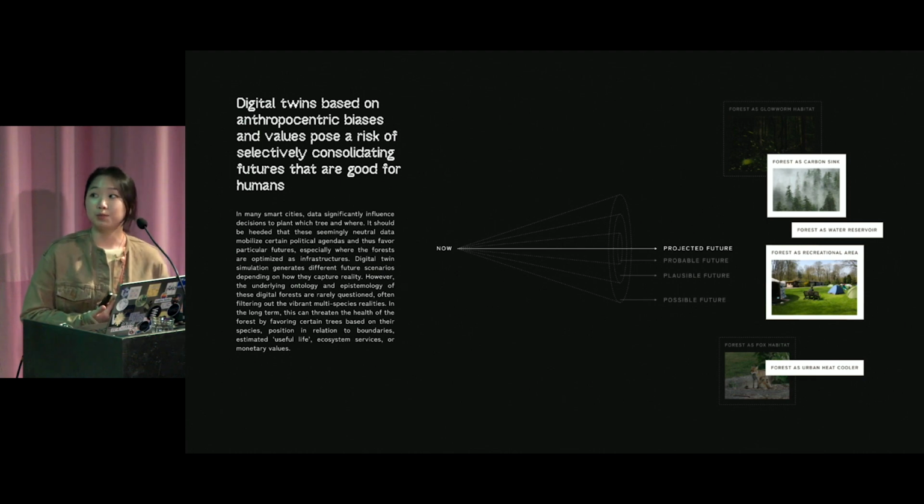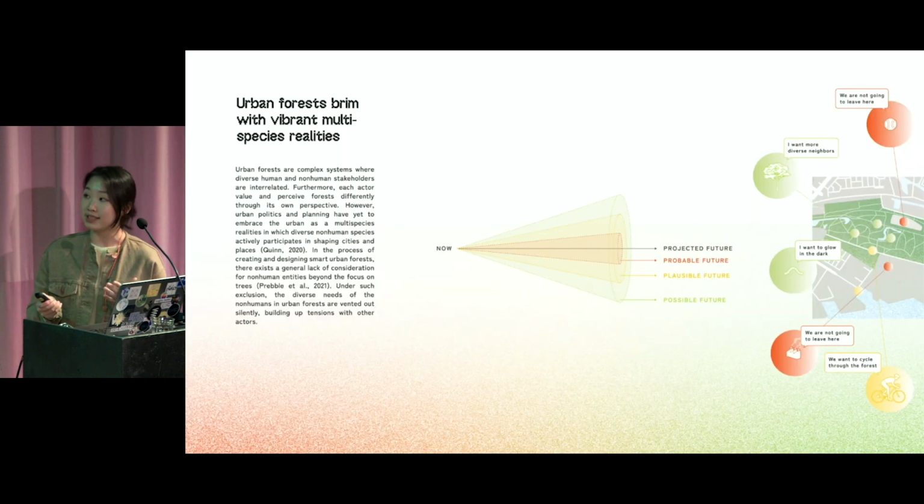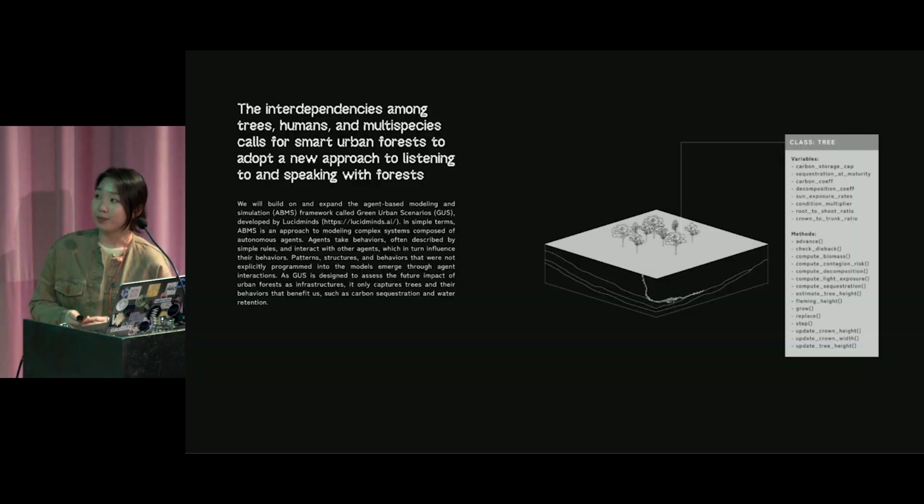But what I wanted to problematize here is that because these digital models are made by us humans, it inevitably conveys our understanding of what a forest is and what we value out of the trees. That being said, it doesn't really convey how the flora and fauna inhabiting the forest sense, perceive, and thus understand the forest. So overall, what I tried to do was think about how we can embrace these diverse multi-species realities into the model.